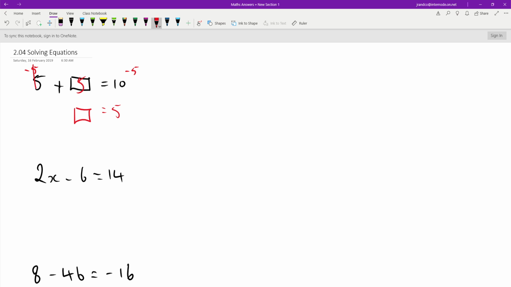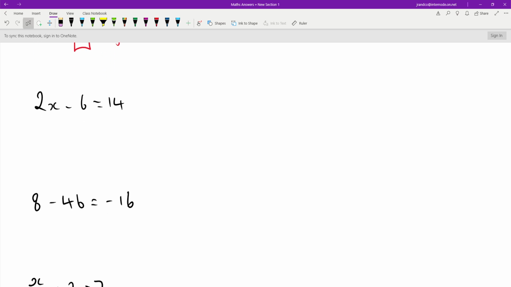When the equations get more complicated, it's harder to see the answer straight away. So let's look at this one. 2x minus 6 equals 14. Now the first goal in finding a solution to the algebraic equation is trying to isolate the pronumeral. In this case, we want to get x by itself.